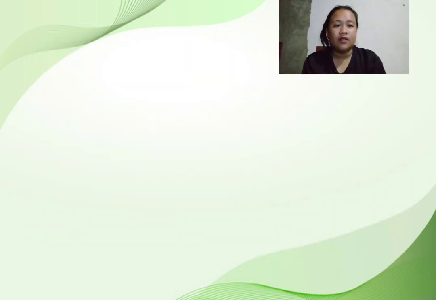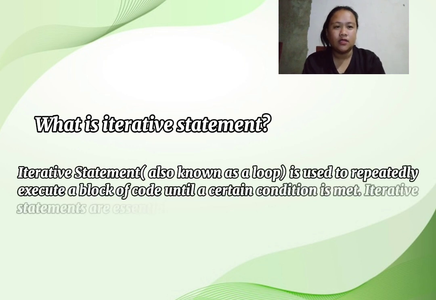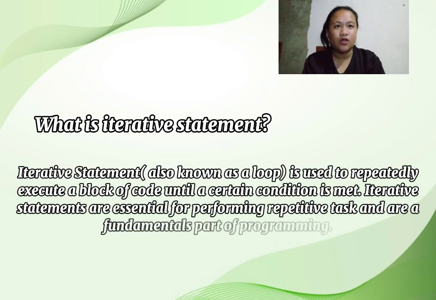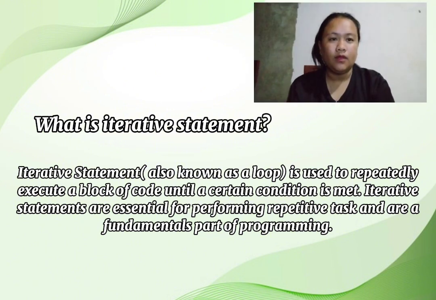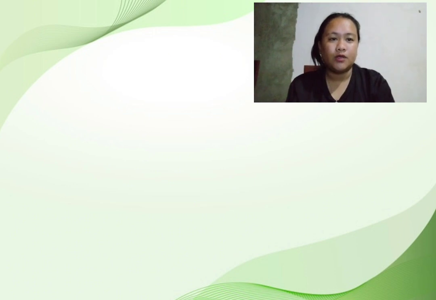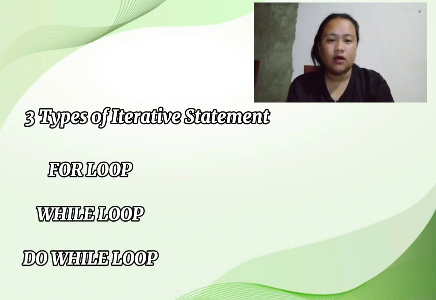First, we're going to talk about what an iterative statement is. An iterative statement, also known as a loop, is used to repeatedly execute a block of code until a certain condition is met. Iterative statements are essential for performing repetitive tasks and are a fundamental part of programming. There are three types of iterative statements. These are the for loop, do while loop, and while loop.